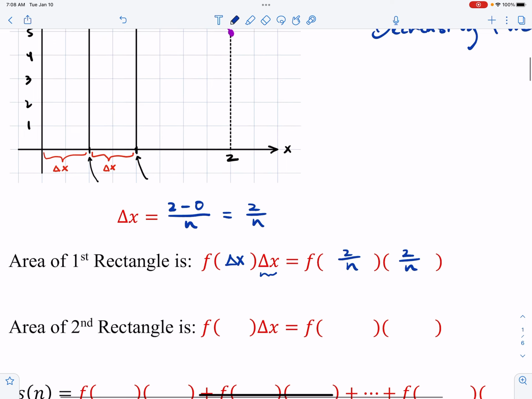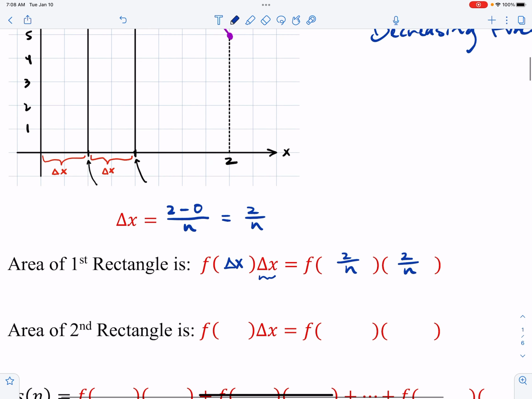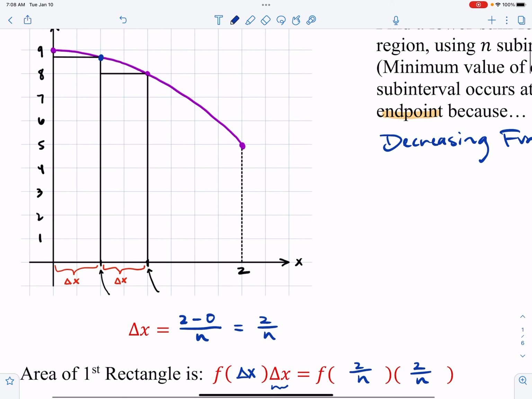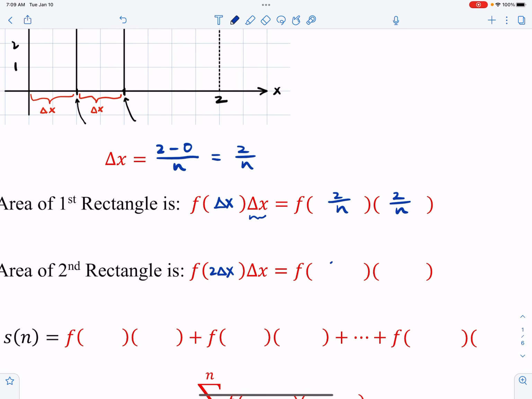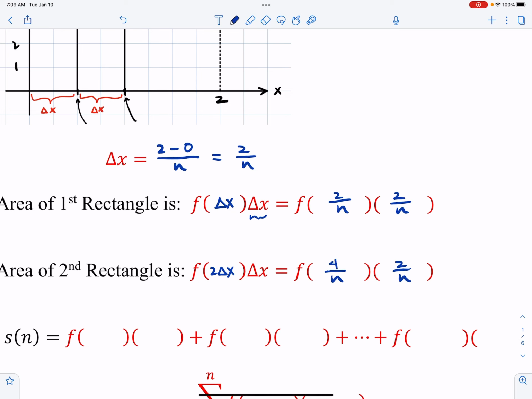Okay, so then let's look at calculating the area of the second rectangle. Using the right endpoint again, this point up here, that would end up being f of 2 times delta x. This is the second rectangle. And then we could rewrite that product as f of 2 times delta x, times delta x. We could rewrite that as f of 4 over n, that is, 2 times 2 over n, times 2 over n, replacing that delta x.